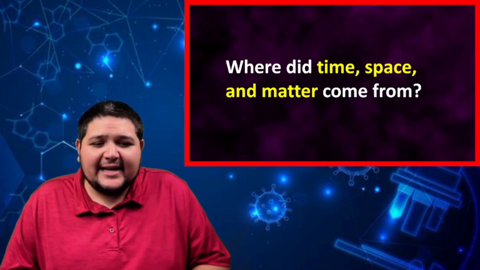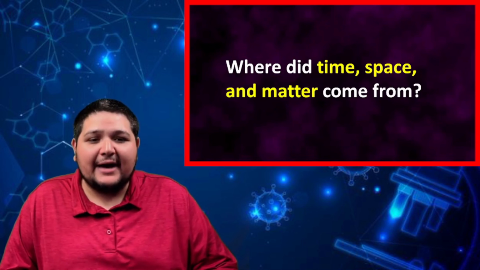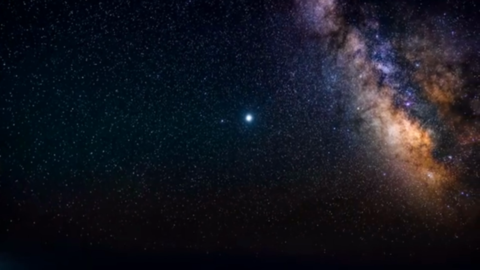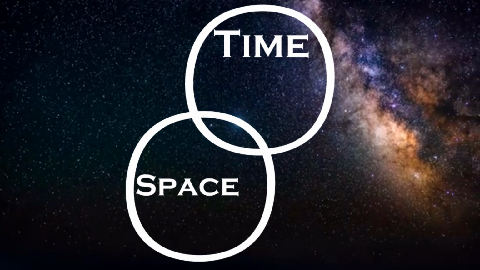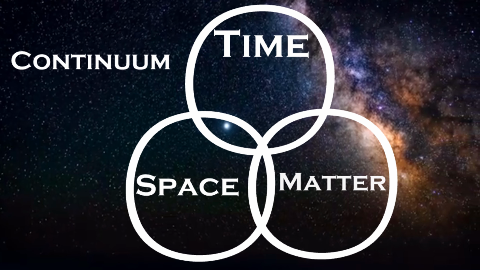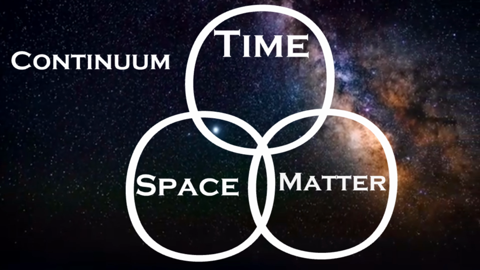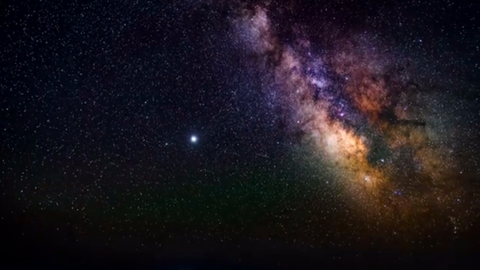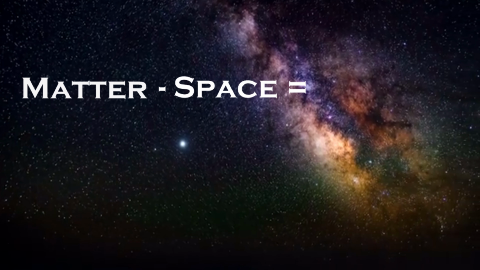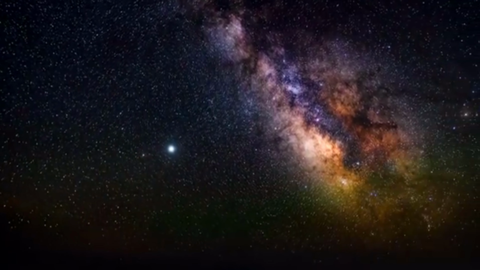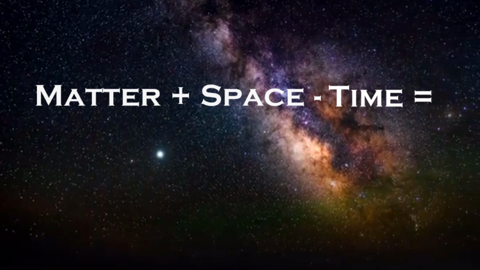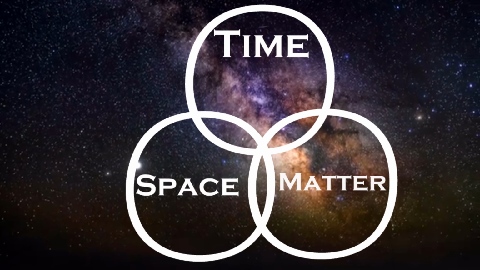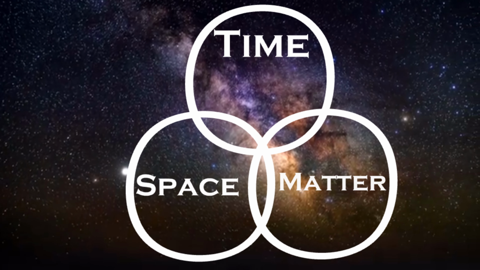The next question we're going to look at is, where did time, space, and matter come from? The Big Bang doesn't explain where time, space, and matter come from. Time, space, and matter is what we call a continuum. All of them have to come into existence in the same instant, otherwise it doesn't work. Because if you were to have matter but no space, where would you put it? If you were to have matter and space but no time, when would you put it? Time, space, and matter must come into existence in the same instant, simultaneously.